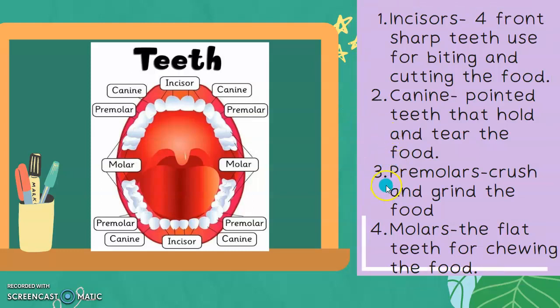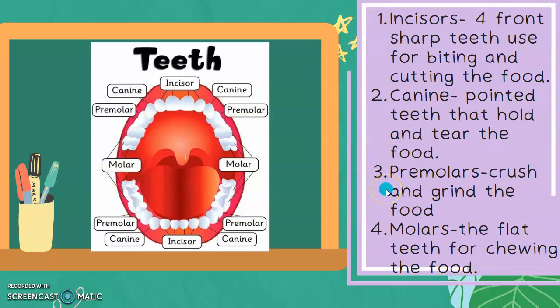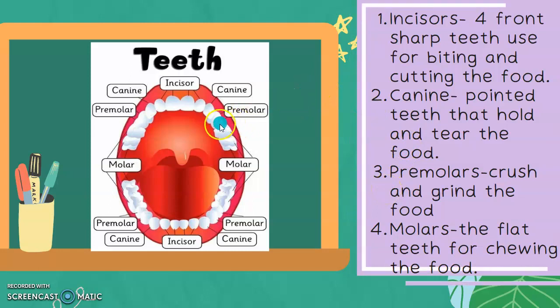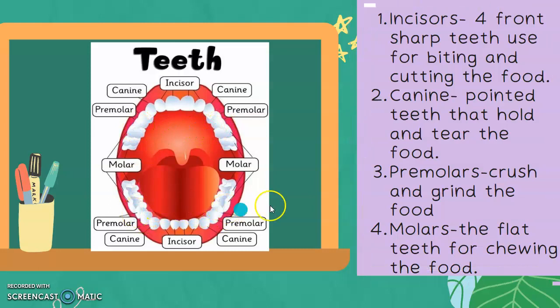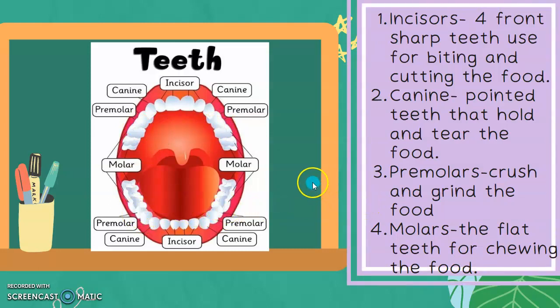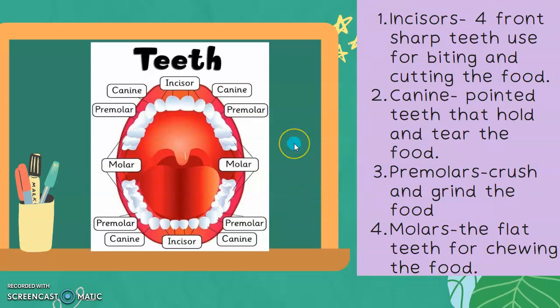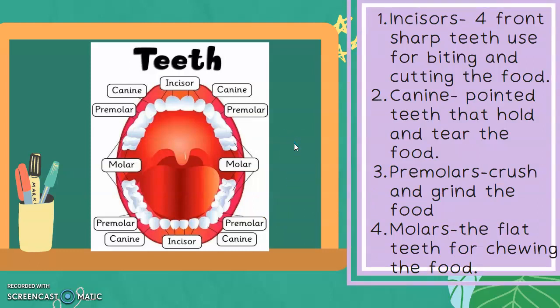Ikatlo ay ang premolars. It crush and grind the food. Meron tayong 2 sa taas at meron din tayong 2 sa baba, sa 2 gilid. Dito natin nginunguya o dinudurog ang pagkain na medyo matigas.